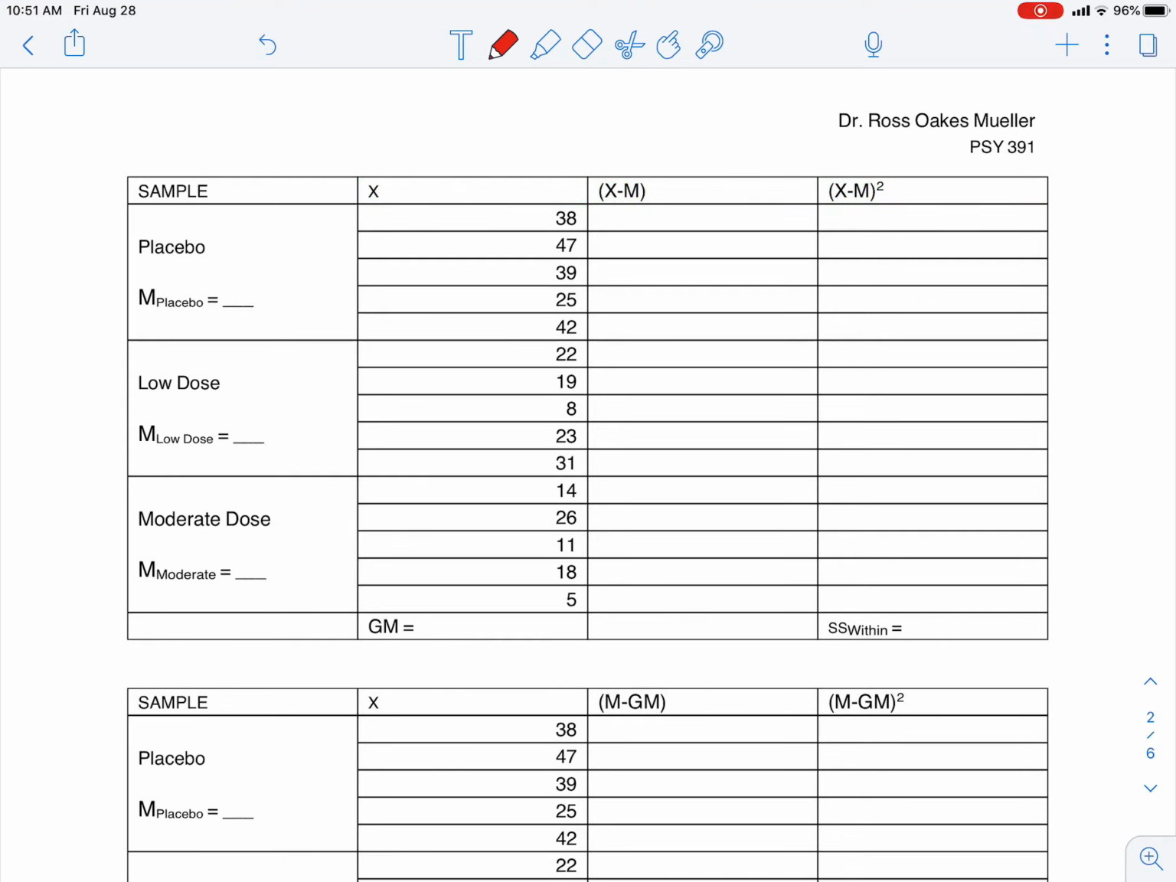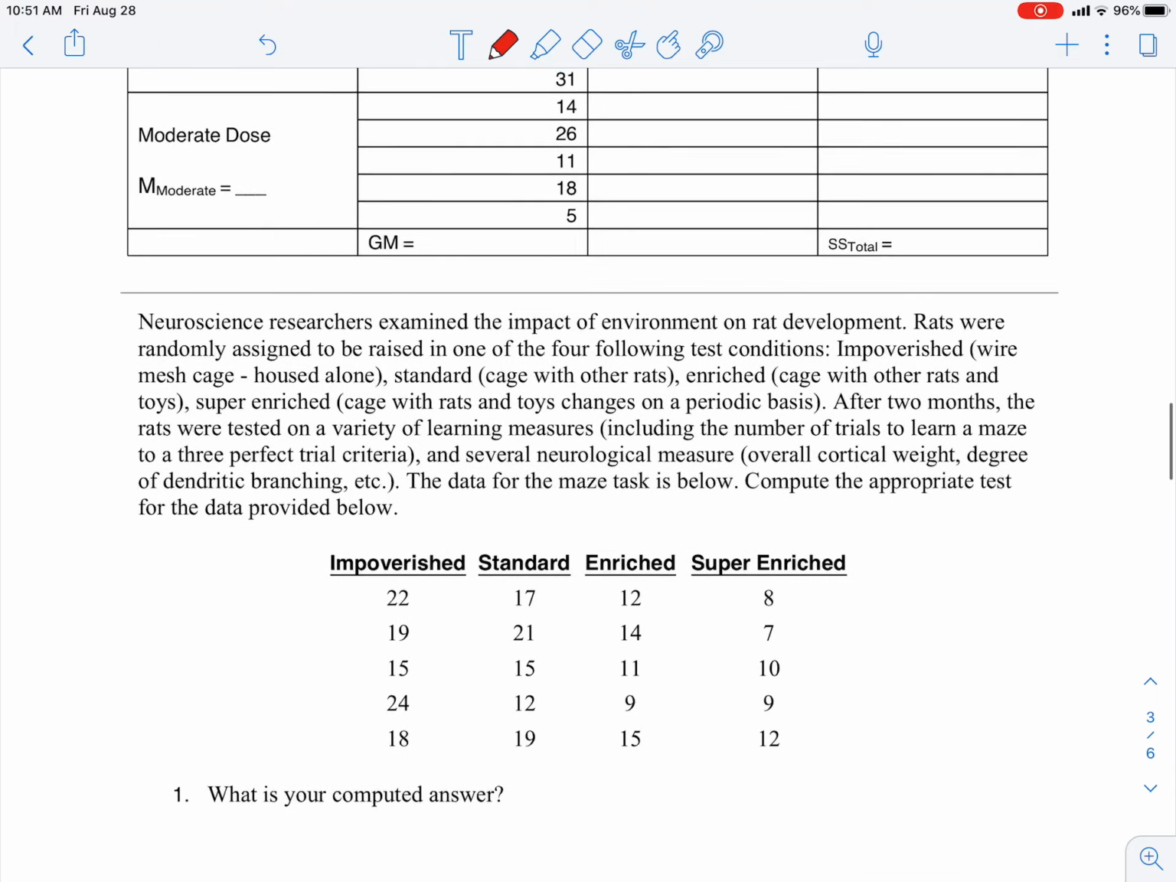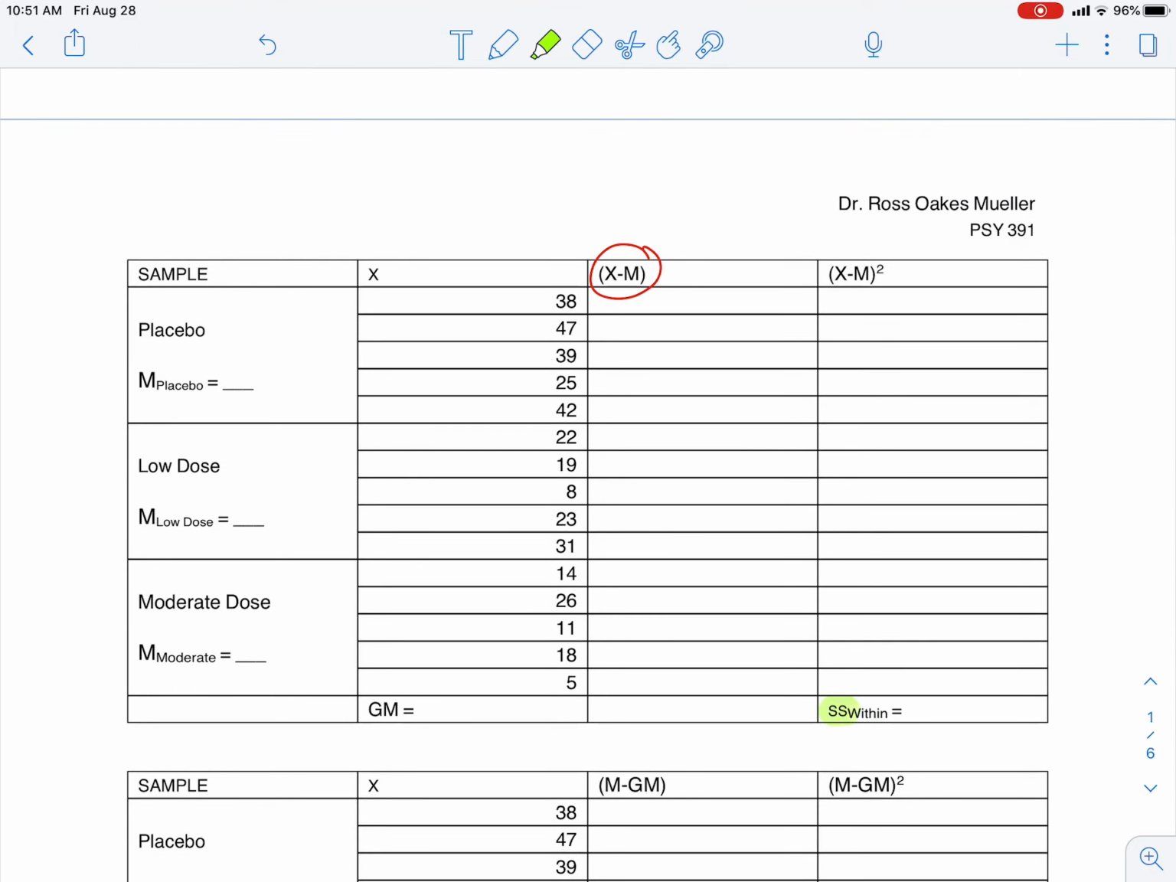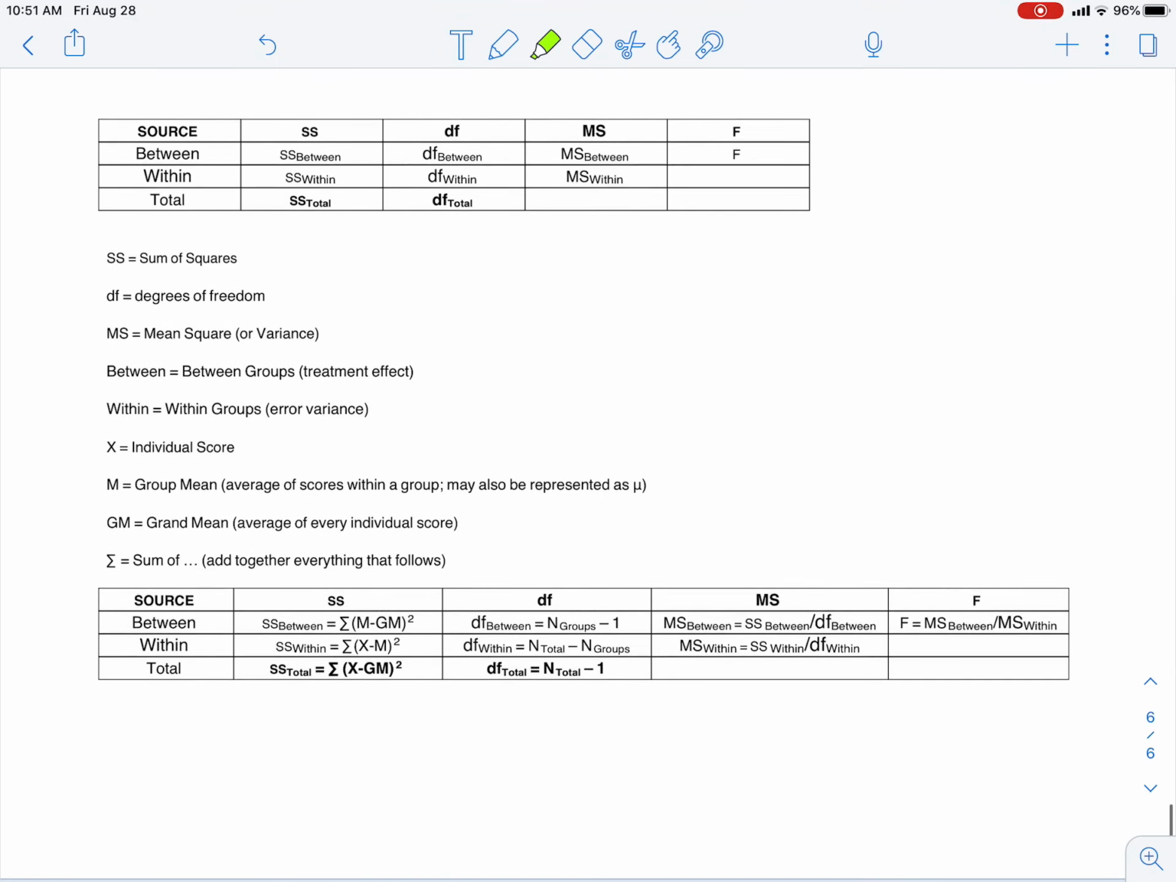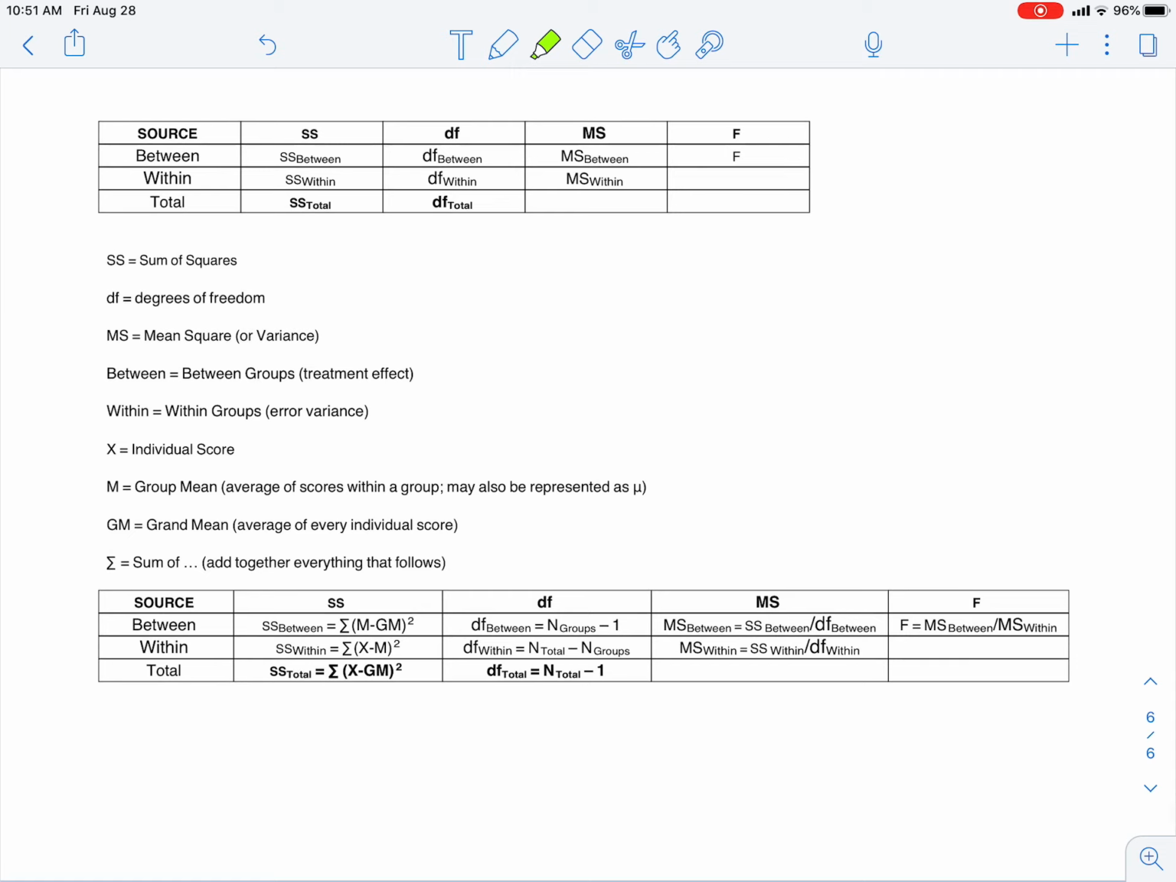So what you need to do is take this data, as you did with your last exercise, and figure out first, what in the world does x minus M mean? Well, if we go down to, remember, this is a sum of squares within table. This is what we're trying to calculate. So if I go all the way to the end where I have my cheat sheet, what I find is the sum of squares within is the sum of x minus M squared. What does that mean? X is my individual score, and M is the group mean. That's the average of the scores within a group. It can be represented as a mu, but we're going to represent it as the big M.